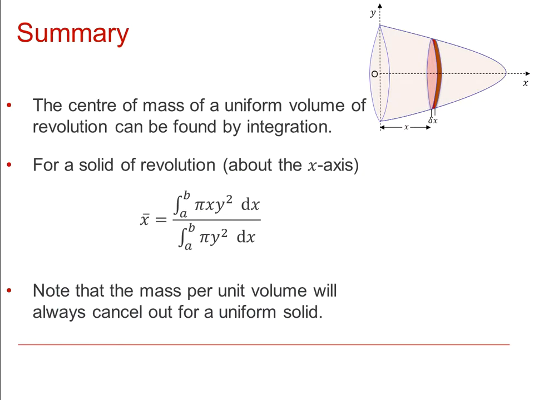So in summary then, we have that the center of mass can be found by an integral from a to b of pi x y squared dx. Remember, this comes from the moments, and then we're dividing that by the integral of pi y squared dx, which is an integral for the mass.